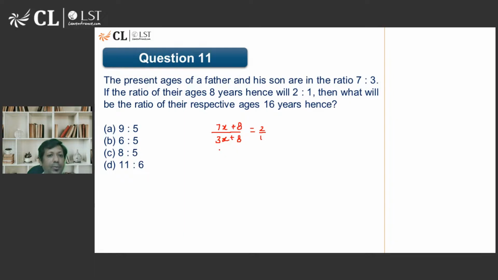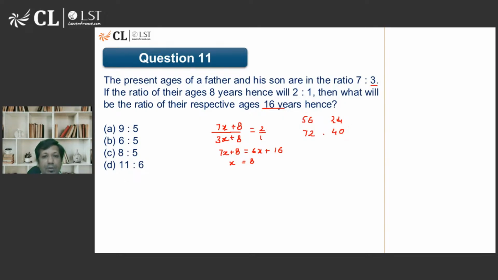Okay. So from here, we can directly say that 7x plus 8 is equal to 6x plus 16. So from here, what we can say is that x is equal to 8. So what is father's current age? 7x, that's 56. 16 years later, father's age is going to be 72. Son's age is 3x, that's 24. 16 years later, son's age is going to be 40.